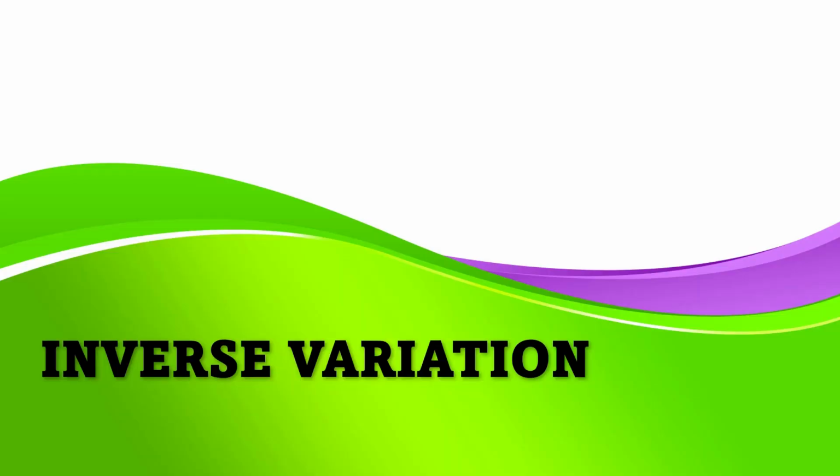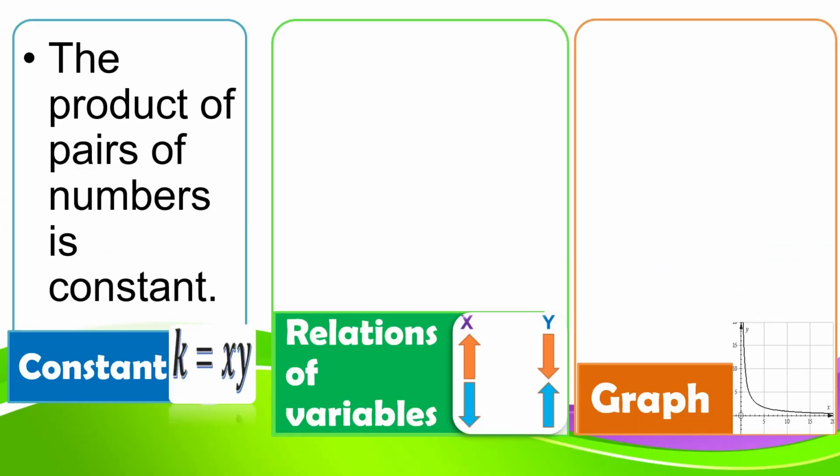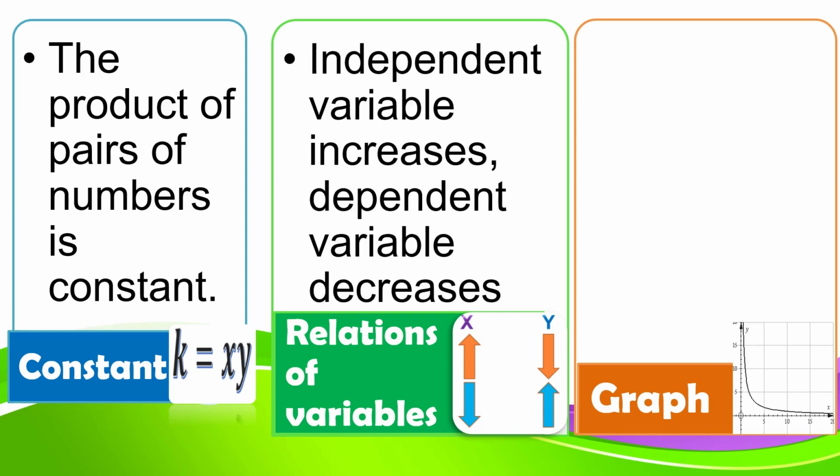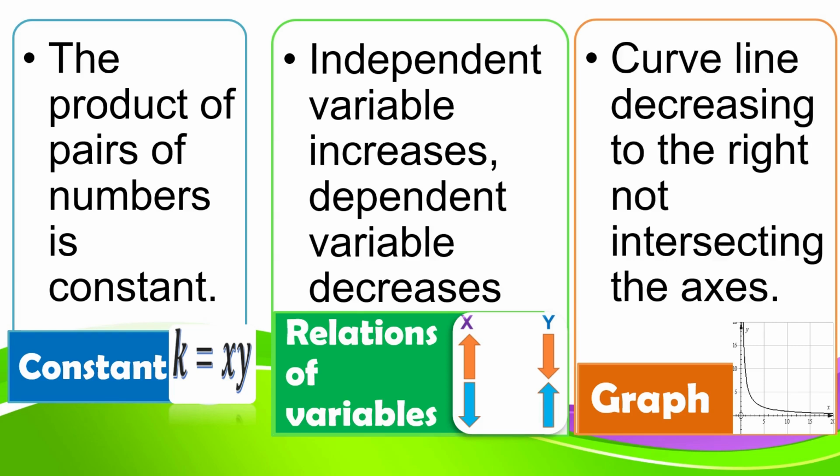Inverse variation. For inverse variation, the product of pairs of numbers is constant. So to solve for k, just multiply xy, or if any other variables are used, multiply the two variables. Next, for the relations of variables, as the independent variable increases, the dependent variable decreases, or vice versa. And for the graph, it is represented by a curved line decreasing to the right, not intersecting the axis.